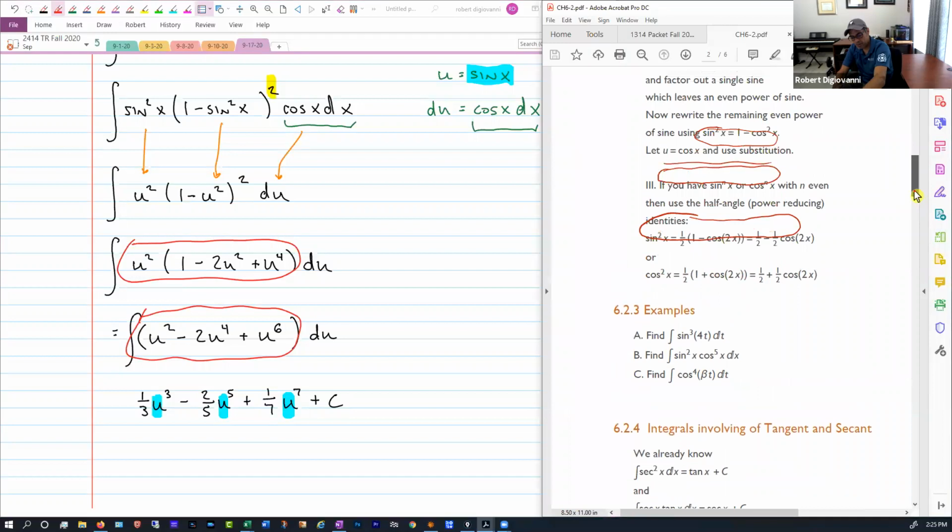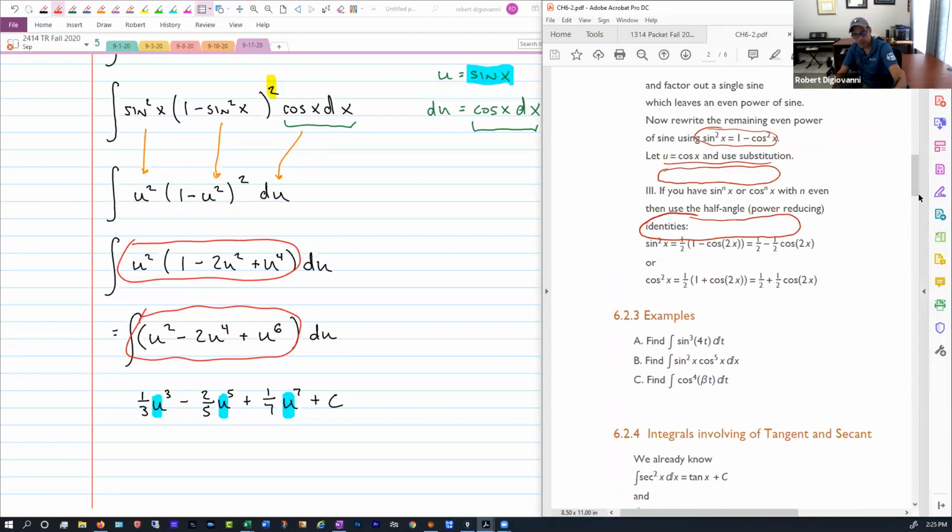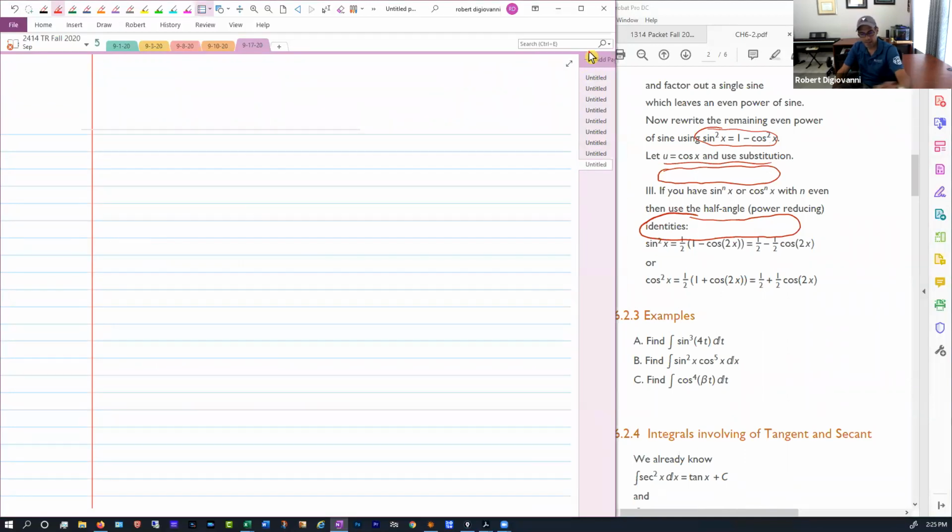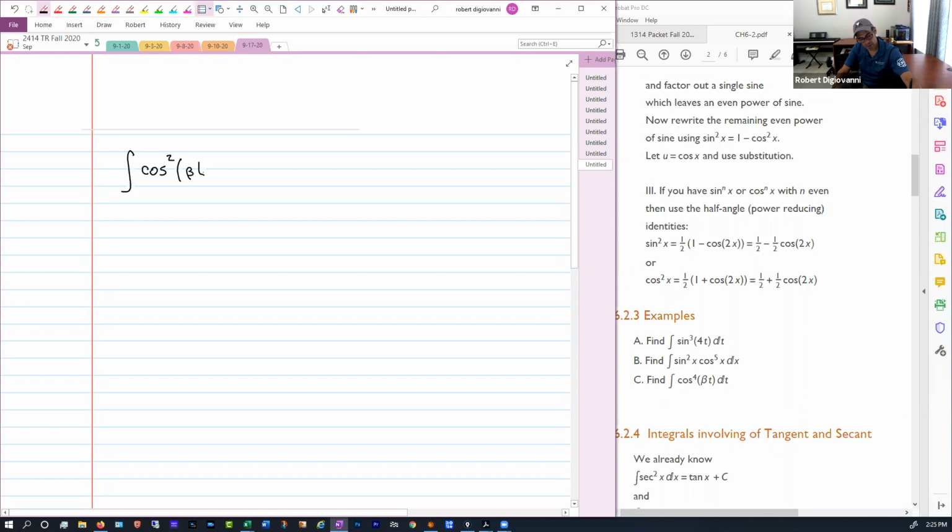Okay, I have enough time for maybe one more at least. Cosine to the fourth beta t. Oof. Cosine to the fourth beta t. You know what? Let's do cosine squared of beta t first. Let's do that.